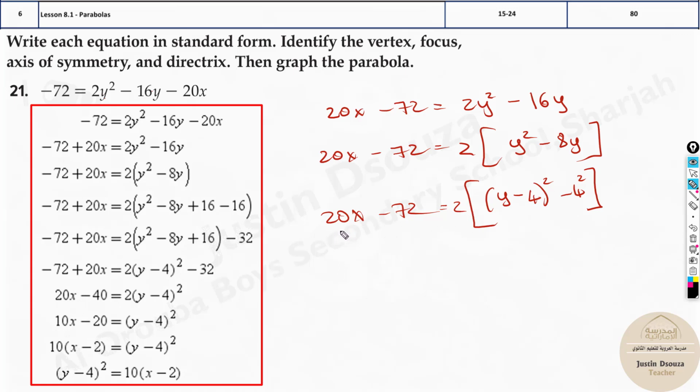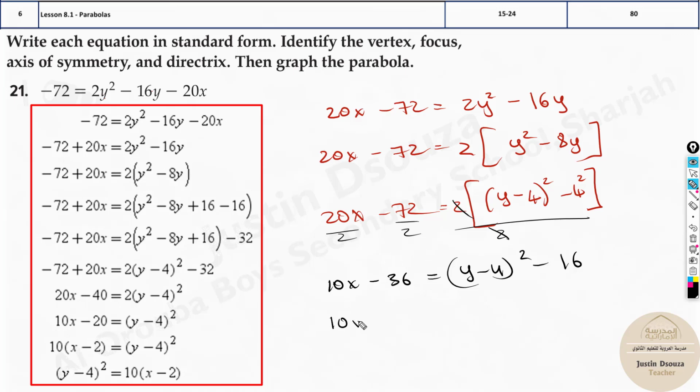See, on the left side, this divided by 2, this divided by 2, this divided by 2. Here 2 cancels. So it is 10x minus 36, since 72 divided by 2 is 36, is equal to y minus 4 the whole square minus 16. 4 square is 16 because this 2 is gone. Now take the 16 to the other side. It will be 10x minus 36 plus 16, which is minus 20, is equal to y minus 4 the whole square.